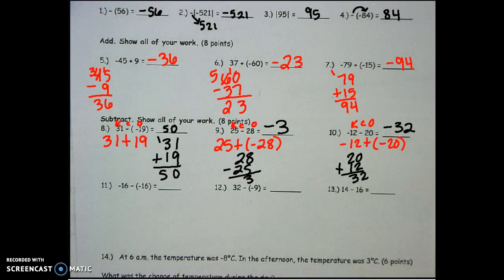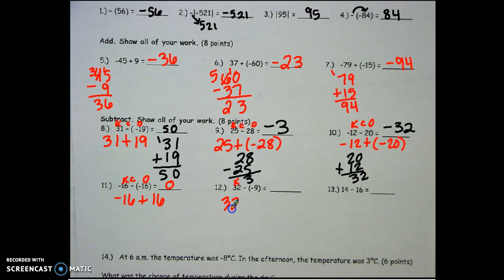For number 11, keep your first number, change subtraction to addition. Take the opposite of the second number. The opposite of negative 16 is positive 16. Negative 16 and positive 16 are opposites. That makes them 0 pairs. That means when I add them together, I get 0.